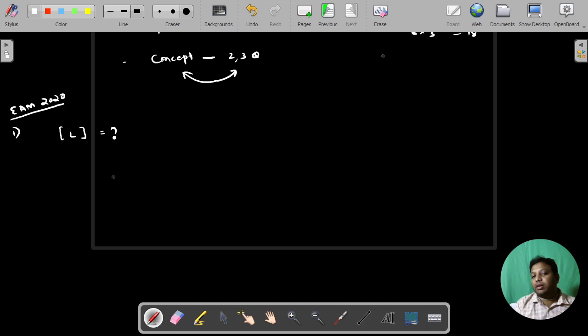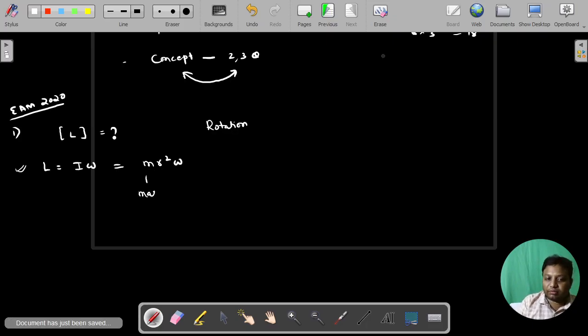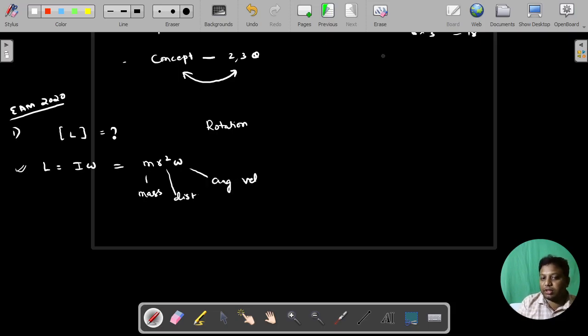You all know angular momentum. So the angular momentum formula is what? I omega. I can also be written as m r square omega. You can refer to the chapter system of particles and rotation. In that you will find a formula for angular momentum. This is mass, this is the distance, and this is angular velocity.